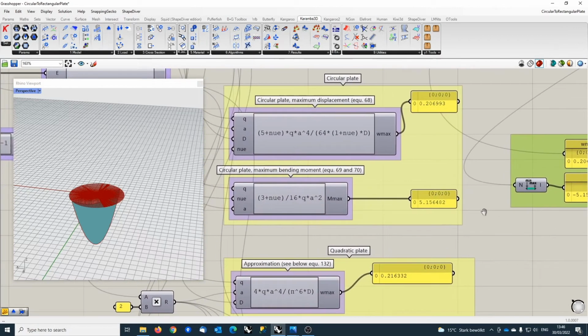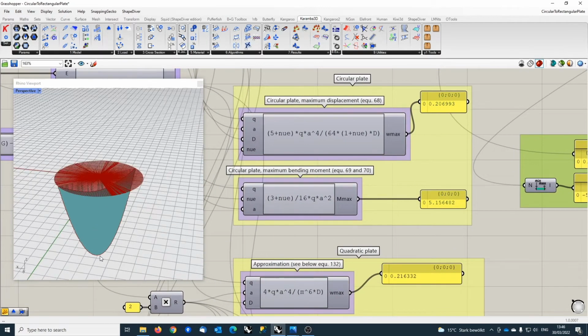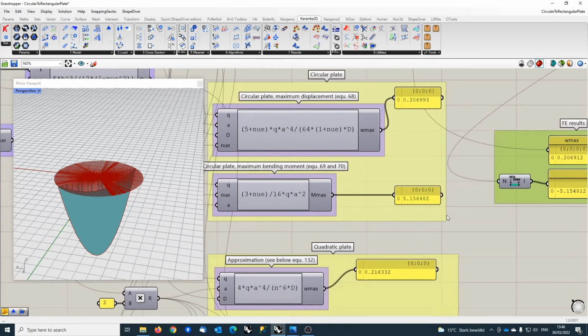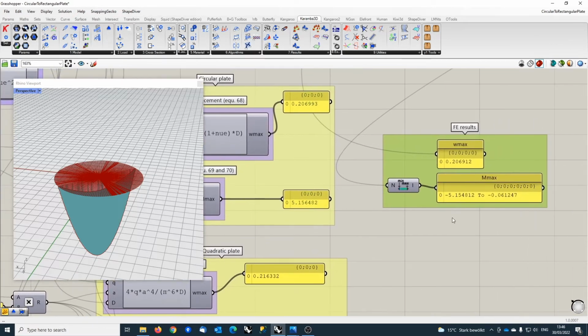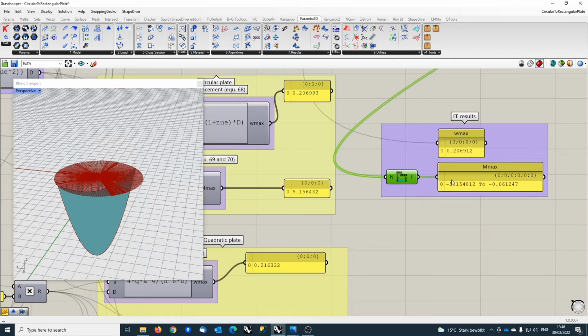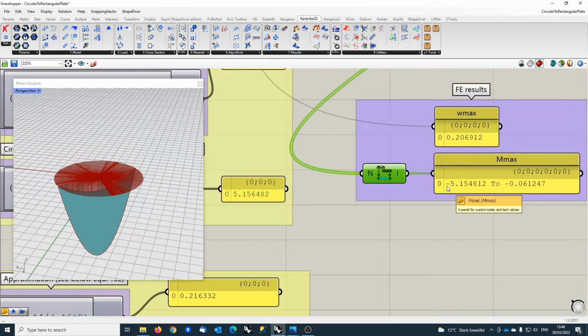The formula for the maximum bending moment here in the middle can also be found in the book. It's equations 69 and 70, and the result is 5.15 kilonewton meter per meter, which corresponds also to the finite element result. The negative sign here is only an expression of how the finite elements are oriented with respect to the external load, so it doesn't play a crucial role here.